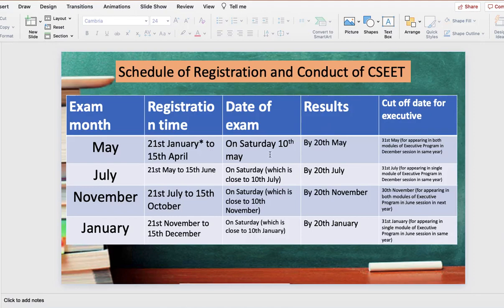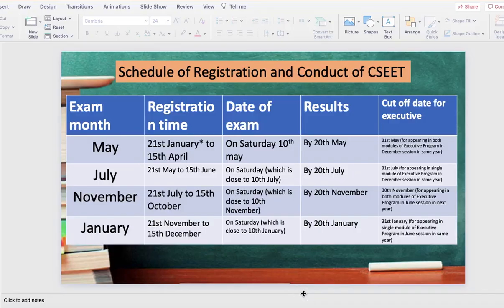Next, results within just 10 days. So if the exam is held in the month of May, the results come on 10th or 20th May; in the month of July, 10th or 20th. So if your exam is going to be held on January 10th, your result is going to be out by 20th January. Understood? Everybody? Yes? All of you?